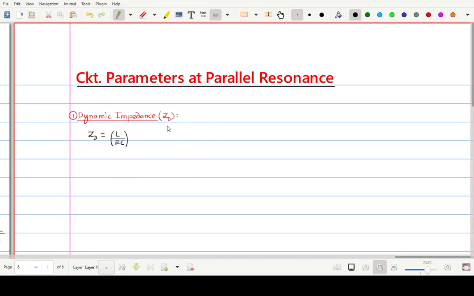So in the previous video we have seen what is parallel resonance. Now we will discuss various parameters related to the parallel resonance. We have already seen one parameter which is called dynamic impedance, meaning the impedance of the circuit during resonance condition, and we have derived its formula. So ZD = L upon RC. This is your dynamic impedance.